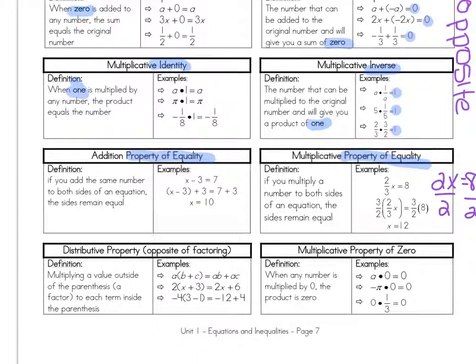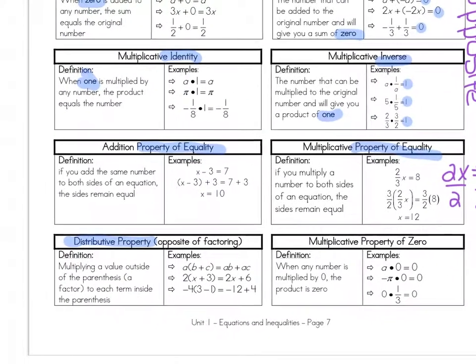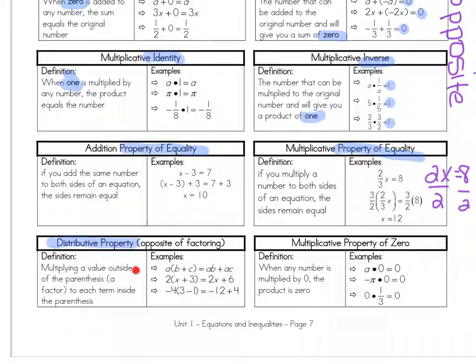Okay, moving on. The distributive property. I think a lot of us like this property the best. It's really easy to see because whenever you have a number sitting outside of parentheses and you multiply it into the parentheses, you're distributing. You can see these examples right here. And the definition says when you multiply a value outside of the parentheses to each term inside the parentheses.